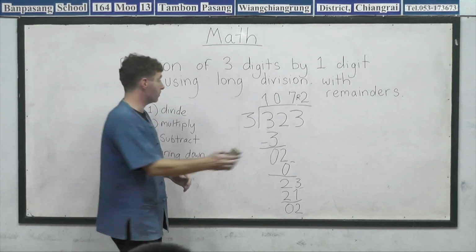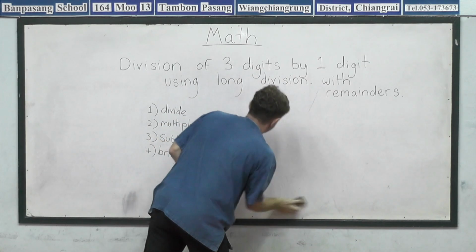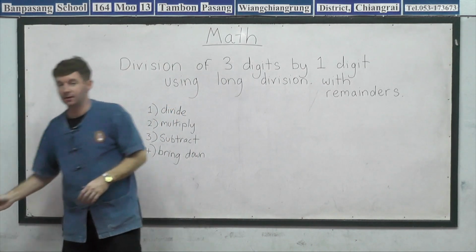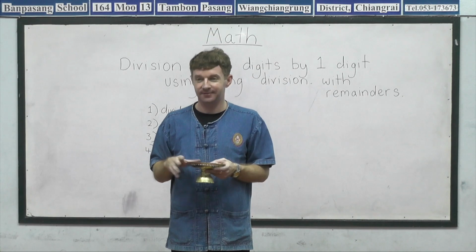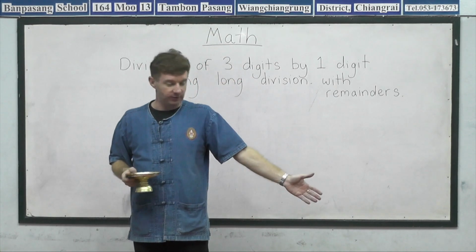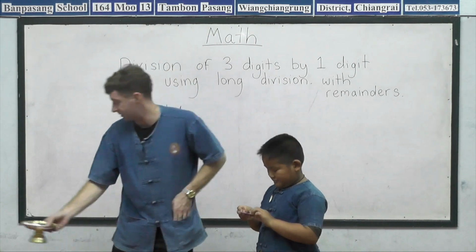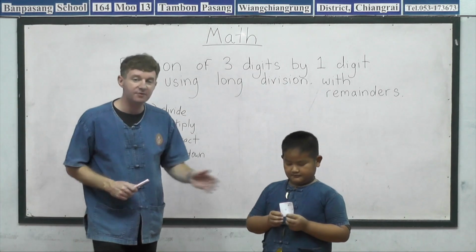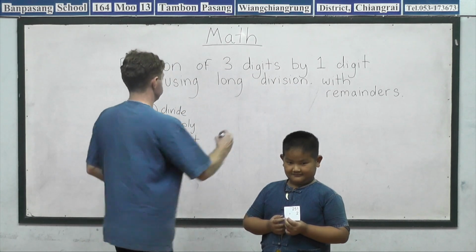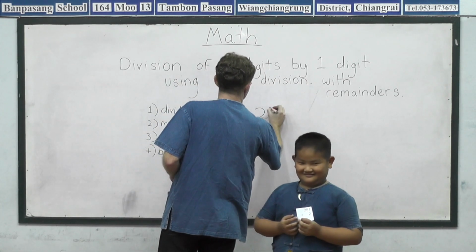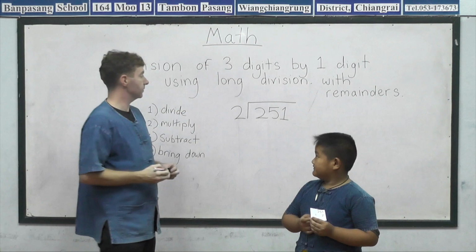And now I will rub out this problem and we will do one more. So who would like to join me? Who would like to join me to do the second problem? Net, come and join me at the front. You can stand here. And can you choose your problem? And show your friends. What do we have, guys? 251 divided by 2. Okay. 251 divided by 2. Excellent.